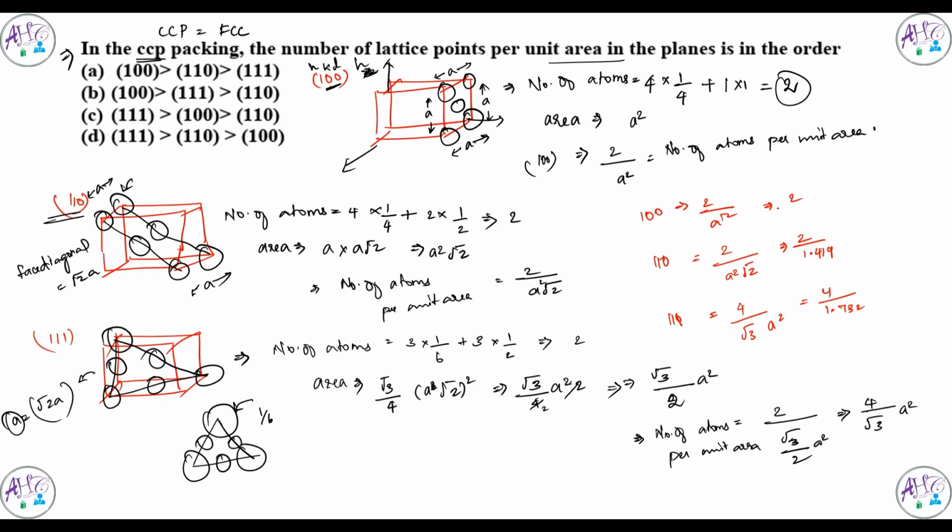Let's quickly see the values. Wait a second. So your 4 divided by 1.732 is almost equal to 2.309. Likewise, your 2 divided by 1.414 is going to be equal to 1.414, and this is going to be equal to 2. So the values are higher for your 111 plane, then comes your 100 plane, then comes your 110 plane. So your option C is the correct answer. Okay, next question.